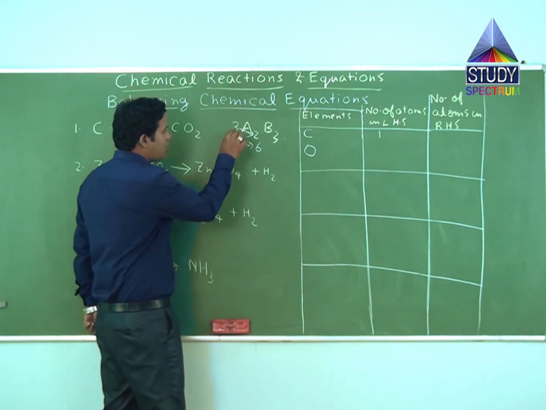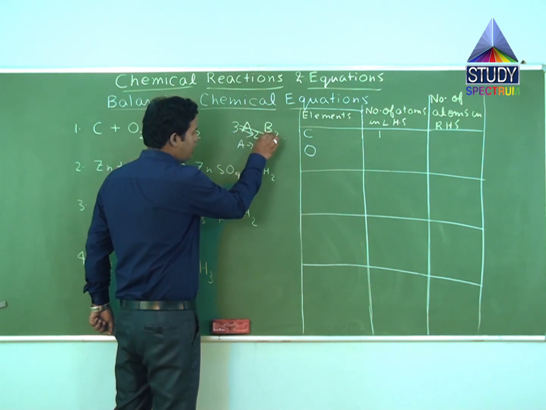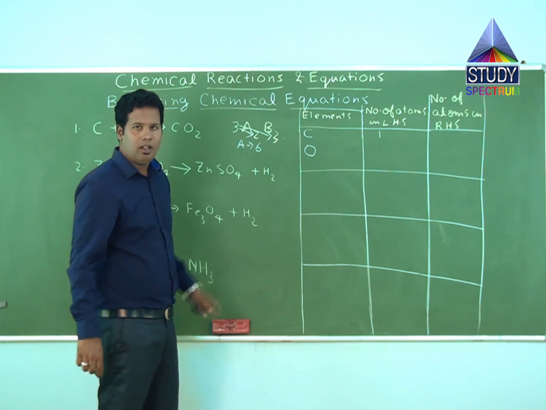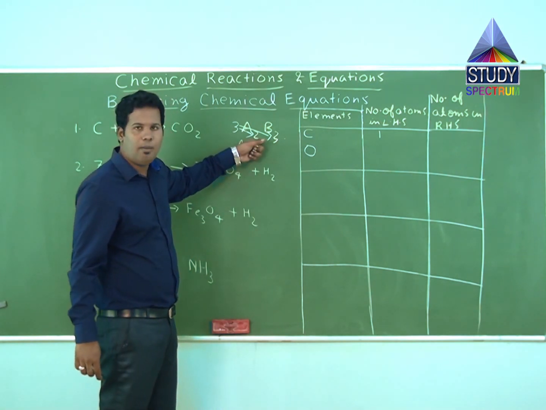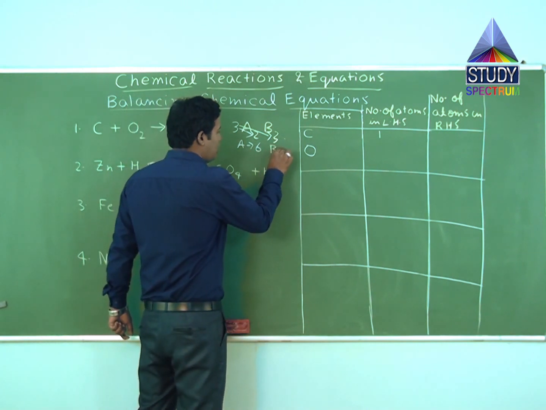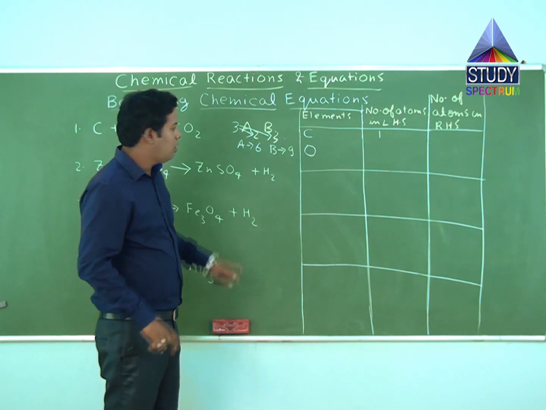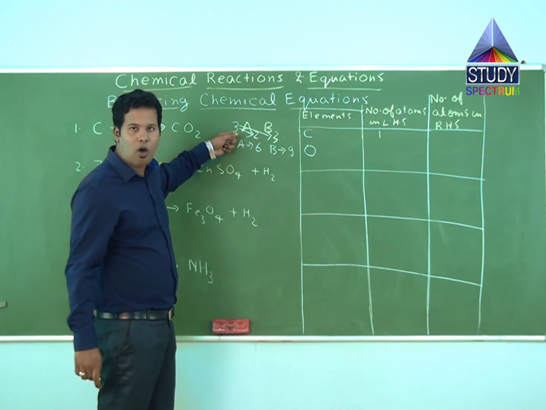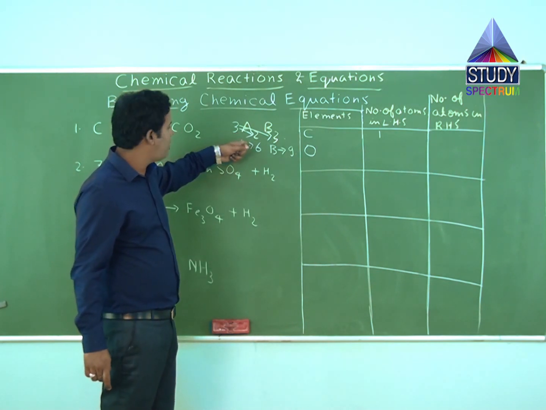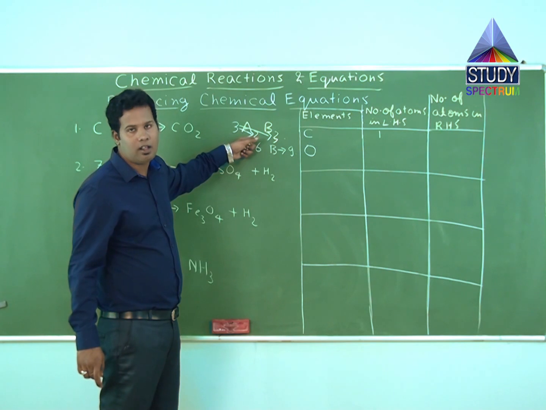If you multiply this 3 with the suffix of B in this compound, then the number of atoms of B is 3 into 3, that is 9. Always remember that you have to multiply the coefficient of the compound with the suffix of each element in the compound, and that will give you the number of atoms of that element in the compound.